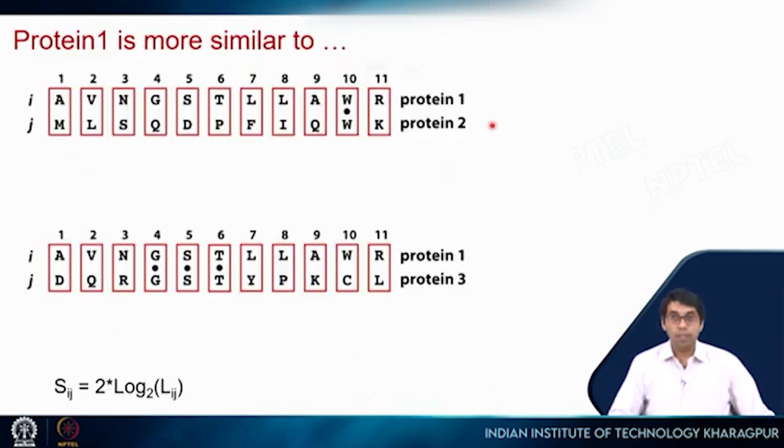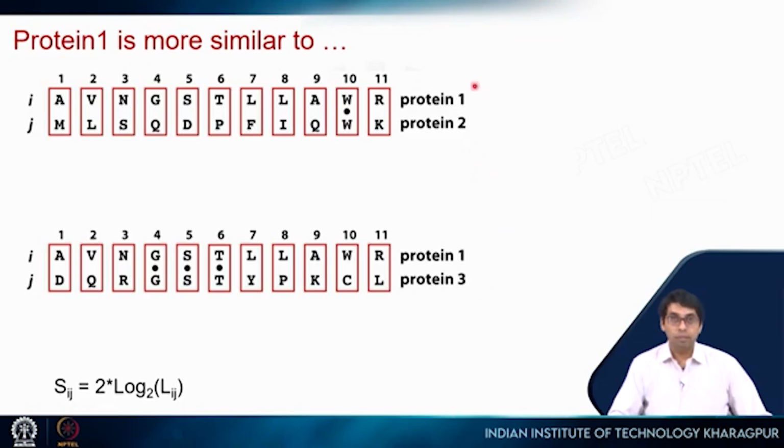So let's look in more detail at how we can compare 2 sequences. I have given 2 sequences. The top one is from protein 1, the bottom one is from protein 2. Similarly, the top one is from protein 1, the exact same sequence shown up here, and the bottom one is from protein 3. Now the question you can ask yourself is whether protein 2 is more similar to protein 1 or protein 3 is more similar to protein 1.